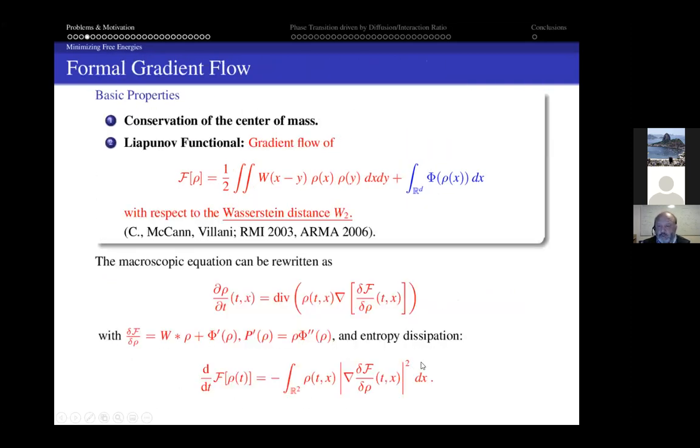Okay, good. And why is it a Lyapunov functional? Because you formally compute the time derivative of this functional along solutions, and assuming that you can do the integration by parts, you get this kind of decay, in which the variation, here you get rho times the gradient of the variation squared.